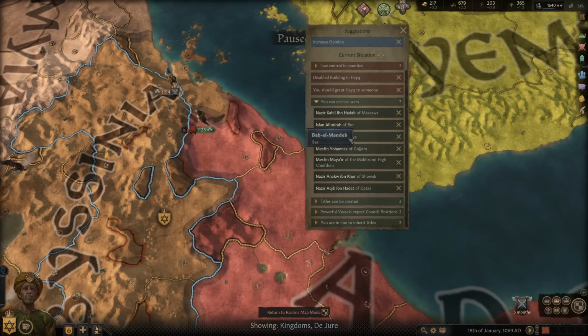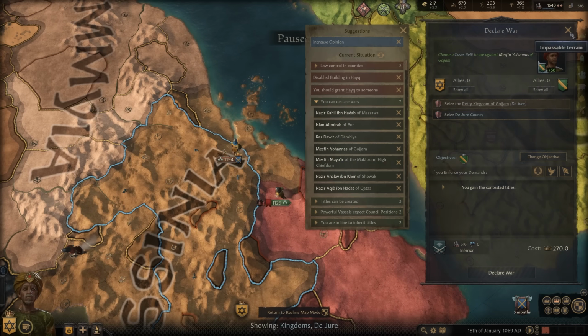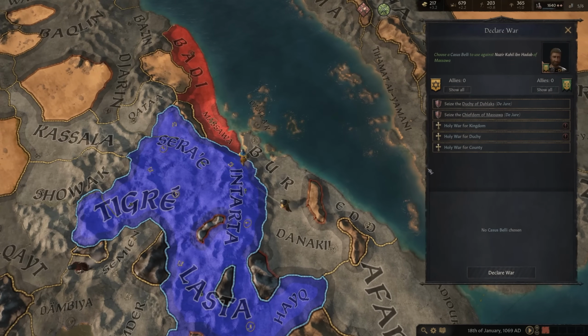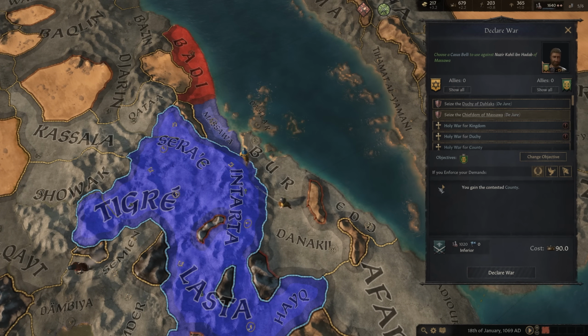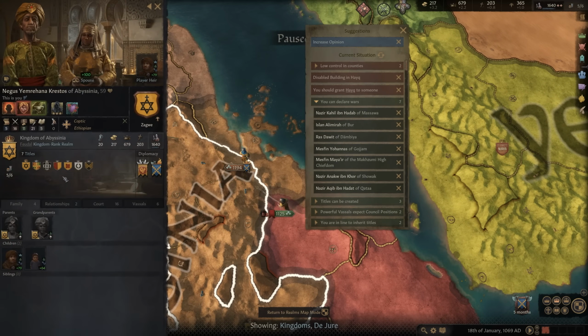Same situation up here, though, because... Oh, no, I'm sorry, that's the wrong one. Where? Oh, there it is. Because in this situation, it is my claim to this land, then I will gain this contested county. That's important. You want to really take a look at stuff like your claims, because that's going to tell you who's going to get it.